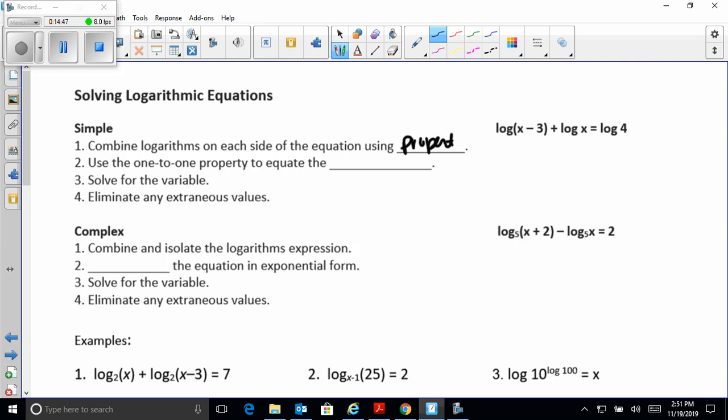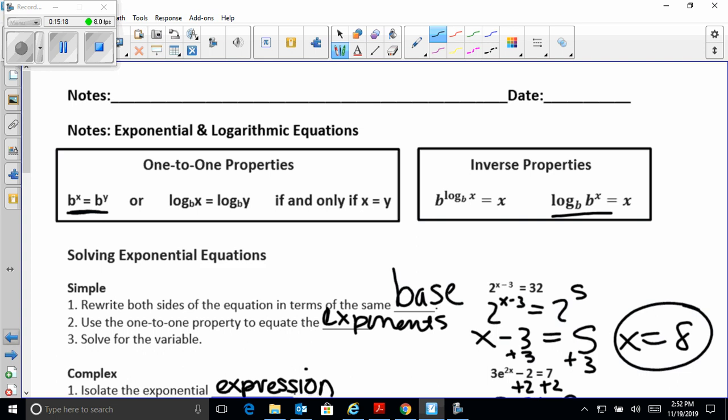So if I look at this example, I see that those are added, so I can make this log of, I can multiply those together, x squared minus 3x equals log of 4. This thing's on the other side. They're all the same base. Then I can use my one-to-one property, that would say my arguments are equal. We go back real quick and look at that. What am I talking about? One-to-one property right here. Same base, and that means that my arguments have to be equal.